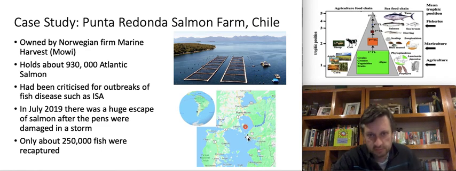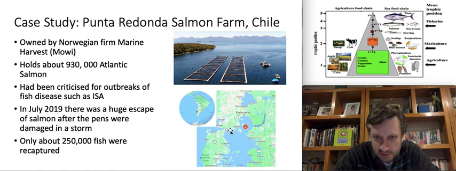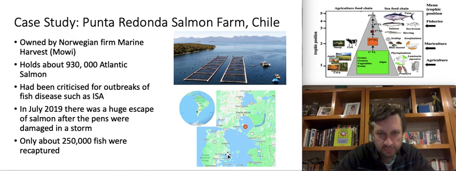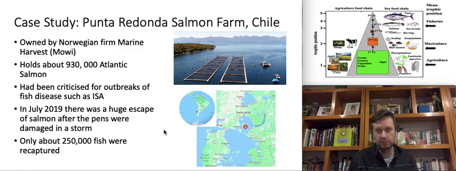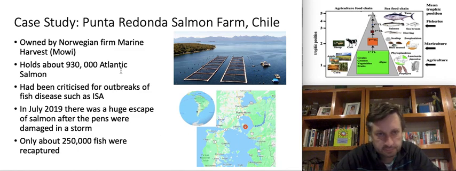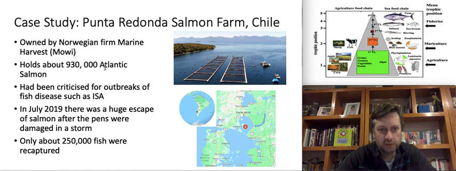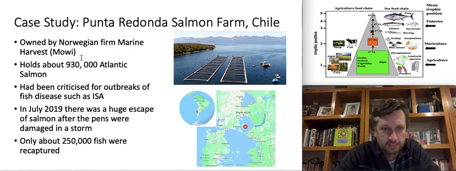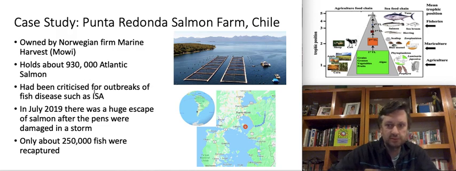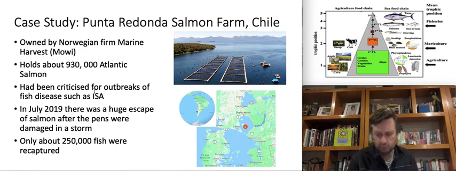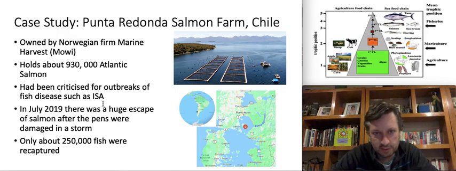Towards the south of Chile, it's in a kind of inlet that's surrounded by these islands, as I said, to try to protect against the damage from waves or storms. And at its peak, it holds close to 1 million Atlantic salmon. It's owned by a huge multinational fish farming company called Marine Harvest, which I believe has recently renamed itself Mowi. And it faced a lot of problems in the past for disease outbreaks within its fish, specifically a disease called ISA, which is, I believe, infectious salmon anemia, which is like a fish flu, very, very infectious, not to humans, but to salmon and other fish species.